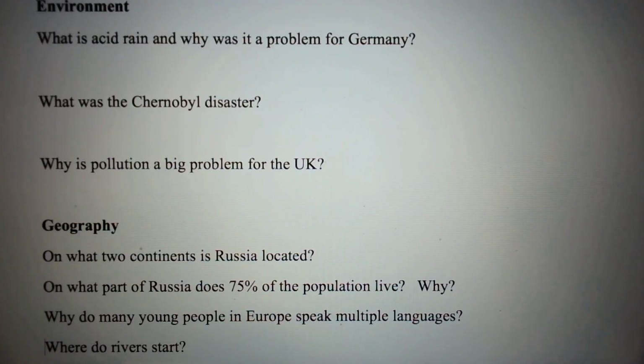Now, if you remember, a long time ago, we talked about some of the environmental issues that you can find in Europe. So what is acid rain, and why was it a problem for Germany? So I want you to think about that. What is acid rain, and why was it a problem for Germany? Acid rain is where you have clean rain that falls through polluted air. And so that rain, once it falls through the polluted air, by the time it hits the ground, that rain becomes acidic.